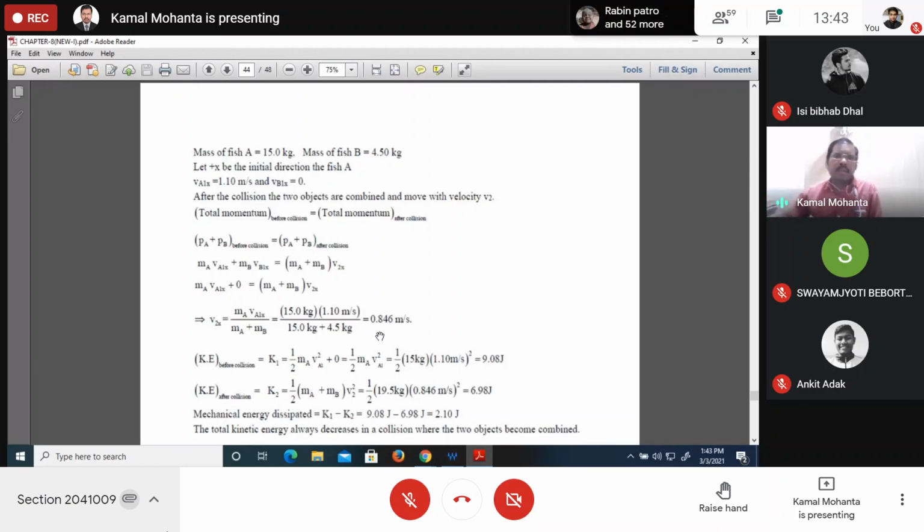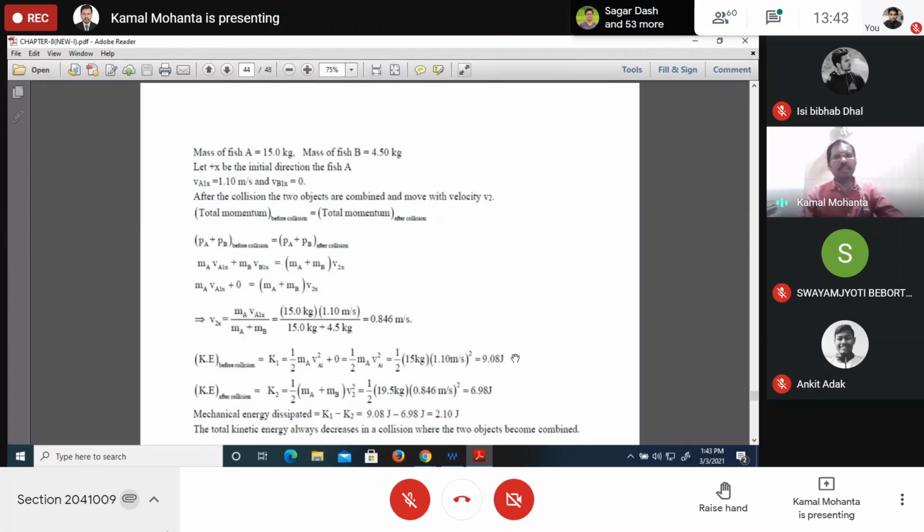Okay, so kinetic energy before the collision is K1, equal to half of MA VA1 square plus that of the second one, which is 0. So half of M VA1 square is equal to half of MA, which is 15 kg, into VA1 squared, 1.10 meter per second. So it is coming 9.08 joule.